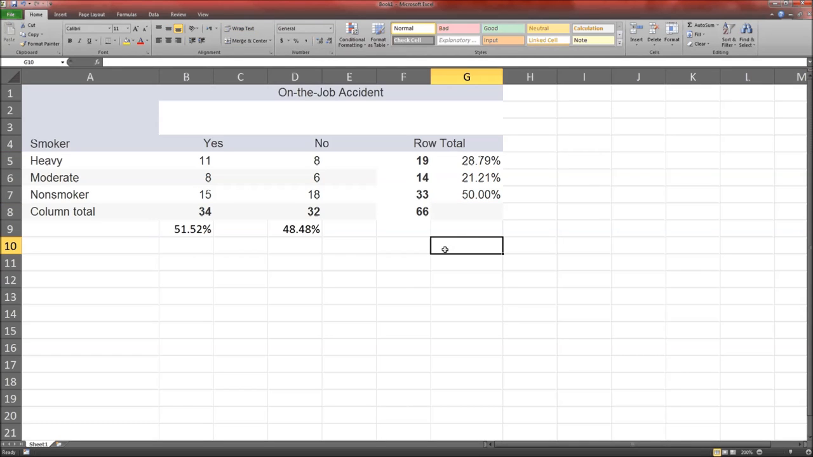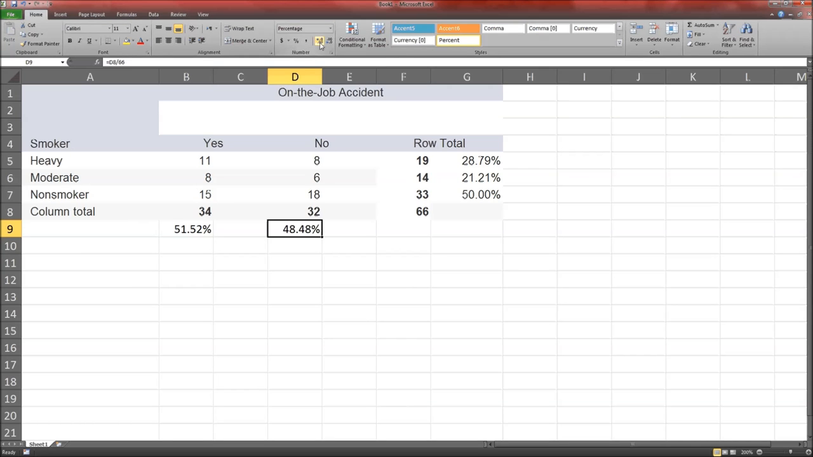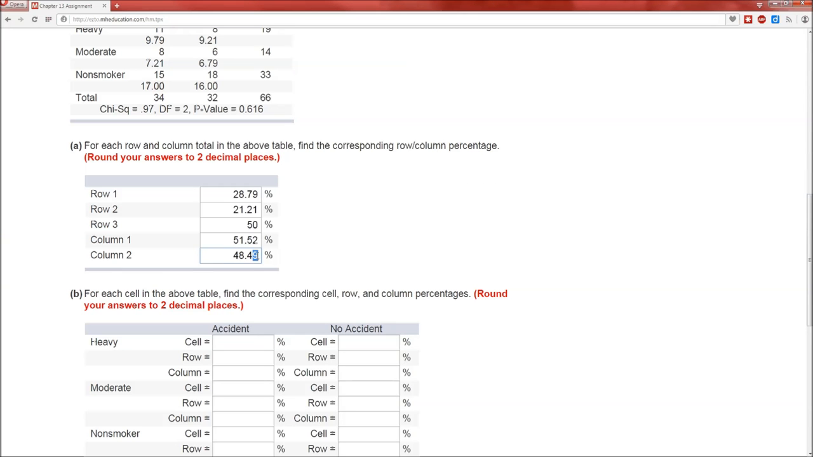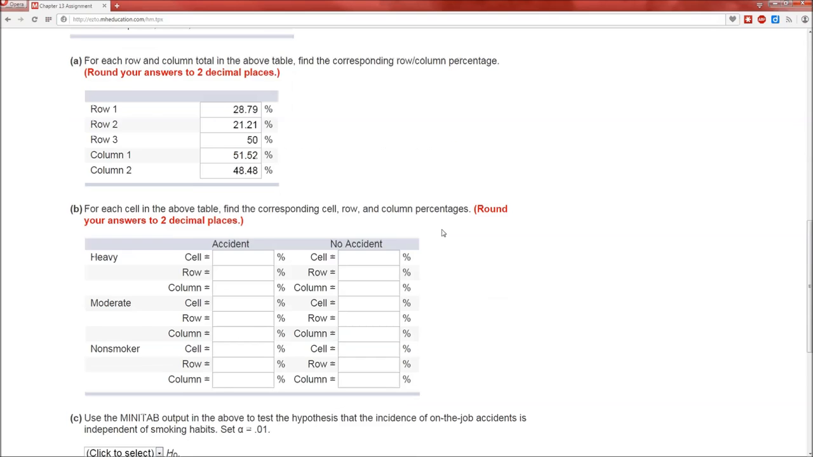So we can have Excel do all of that work for us. 28.79, 21.21, 50, 51.52, and 48.48. Something happened there. Oh yeah, what happened is I have trouble rounding. So it's 48.48. Boom. Good thing we have Excel check our work.